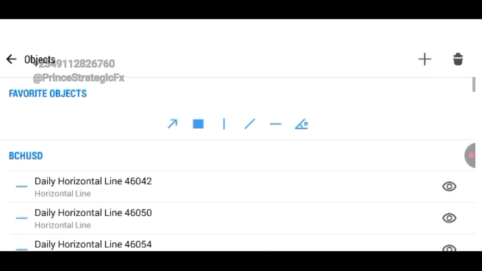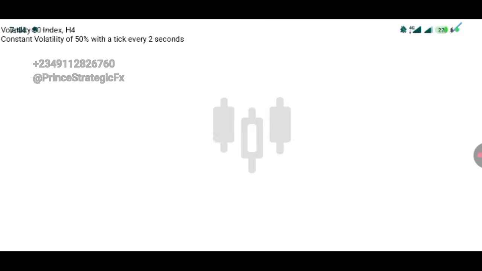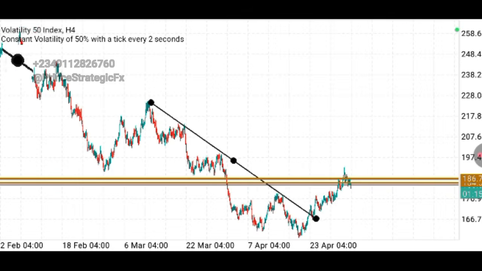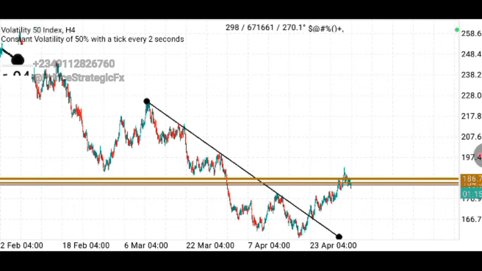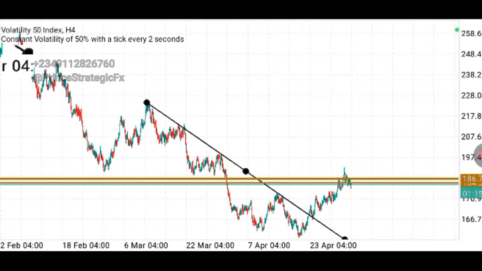Now go back and use what they call a trend line. Put the trend line, right? Just find a perfect trend line that you can actually spot. For me, I can spot a trend line from here.